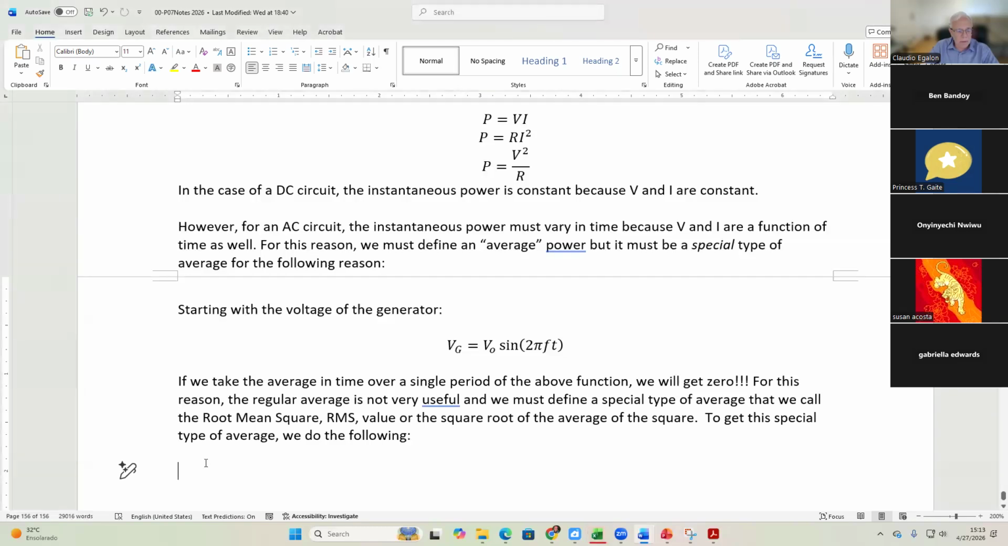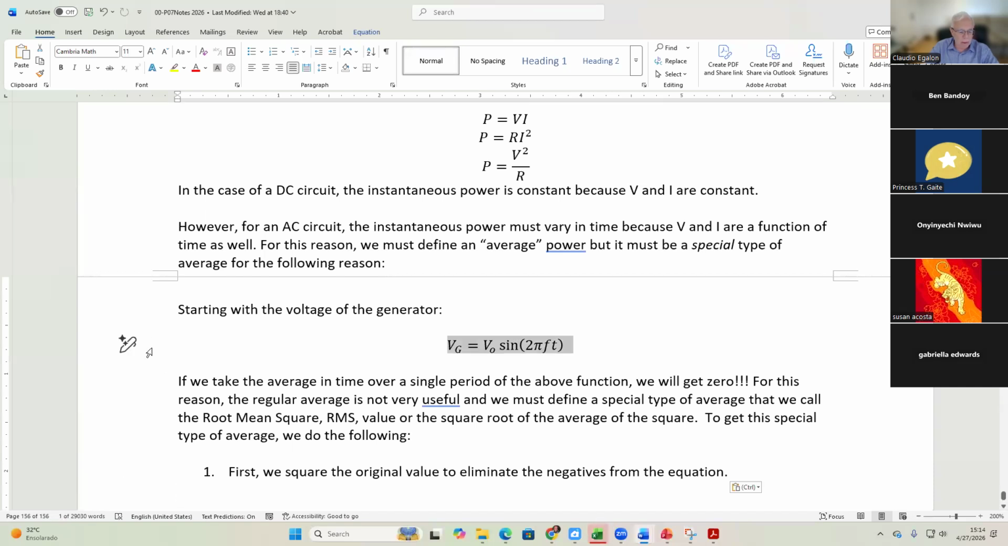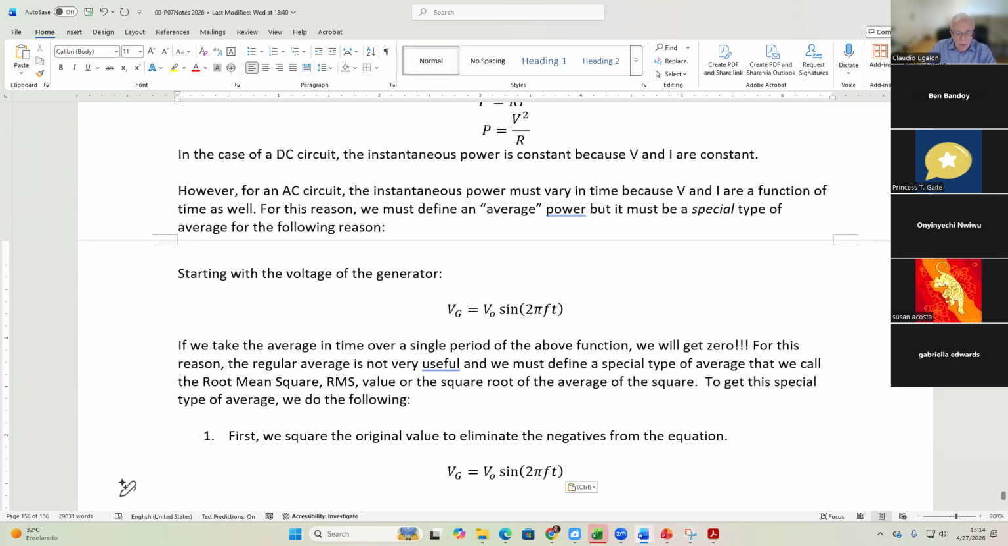First, we square the original value to eliminate the negatives from the equation. And what I mean by square, exactly what we do, we square this equation right in here. Okay, here we go. This one and the sign.